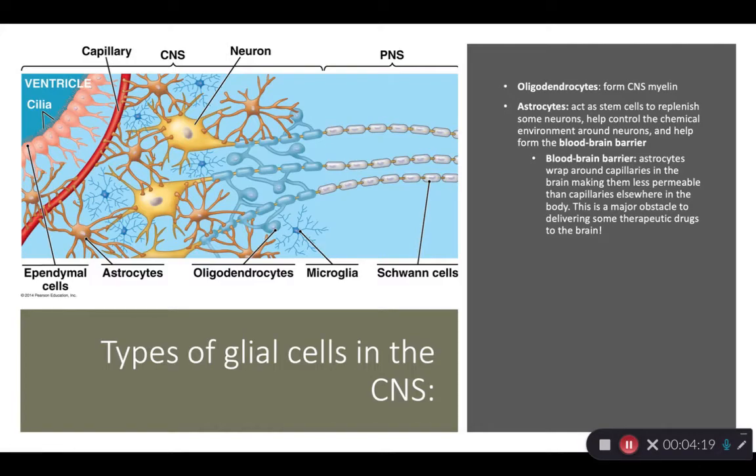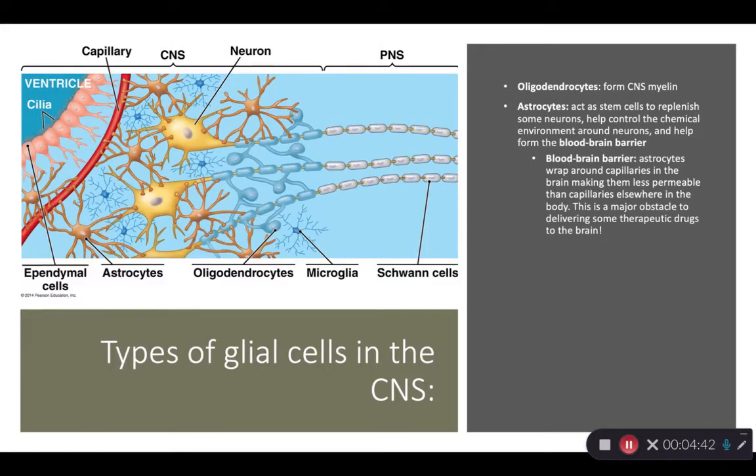Sometimes the way that you get around that might be directly injecting the drug into the brain, or it might involve developing the drug in a form that can get through the blood-brain barrier through some sort of chemical modification. But it is difficult to get therapeutic agents into the brain because of this protective function of astrocytes forming the blood-brain barrier.